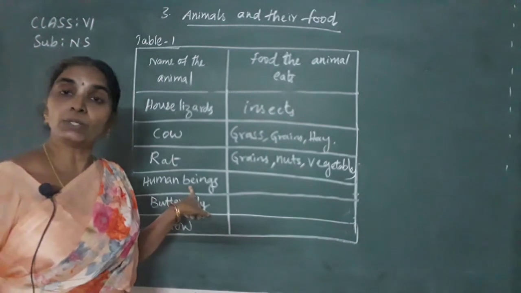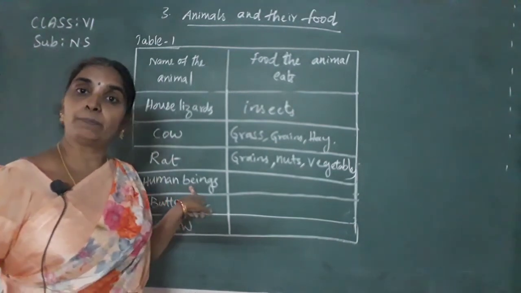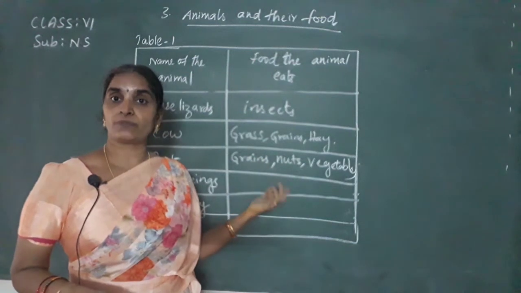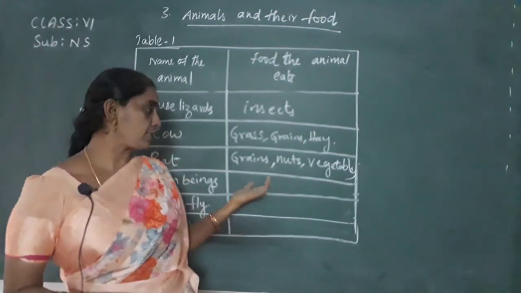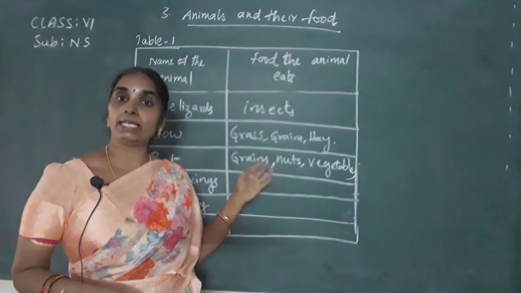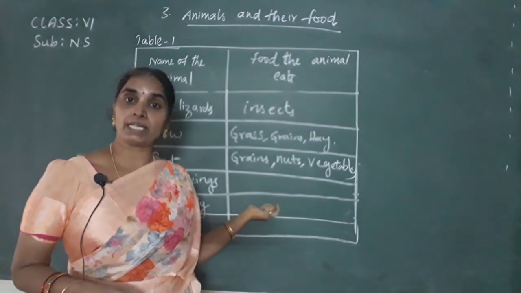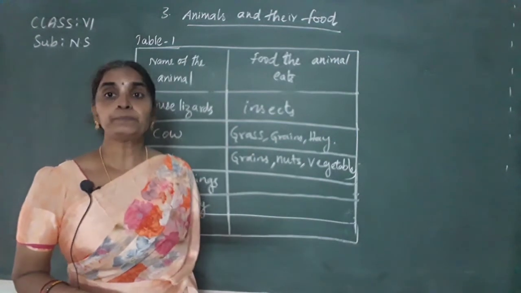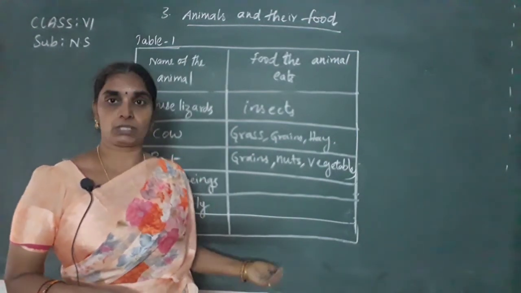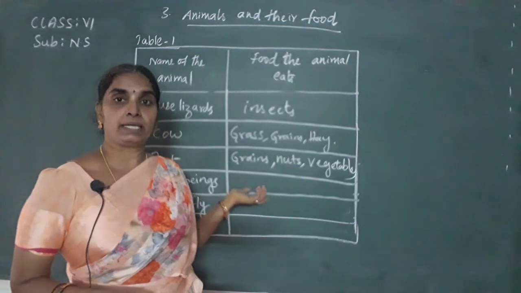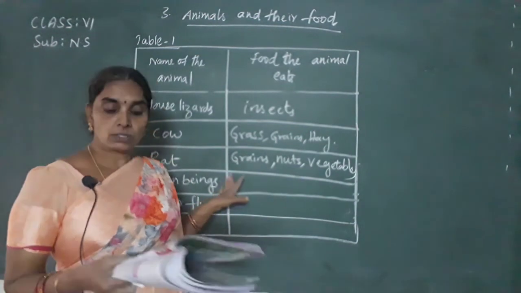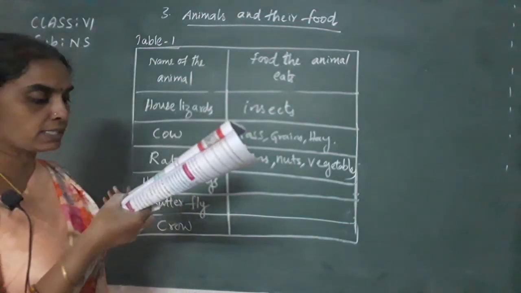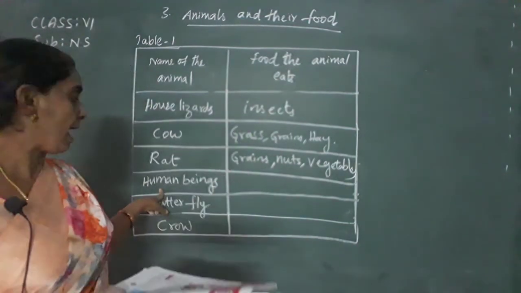Human beings, as you know very well, depend upon the vegetables, grains, all the types of cereals, fruits, nuts, oil, seeds, everything. So they eat both the vegetarian food and also the non-vegetarian food, like they depend upon the mutton, eggs also, isn't it? So chicken, mutton, everything they will be eating. So human beings eat both the grains and also the flesh of the animals.